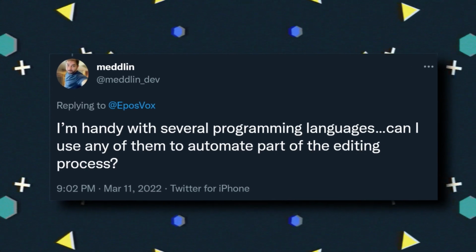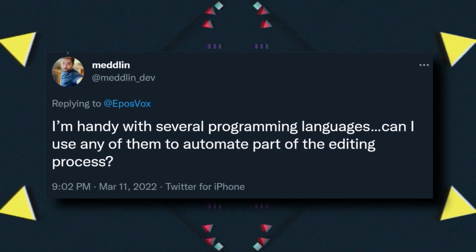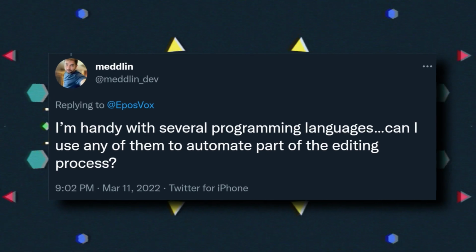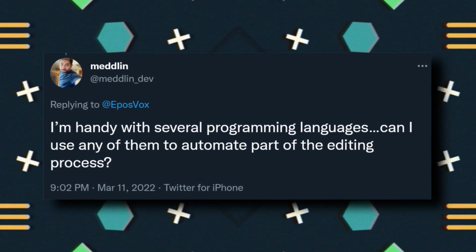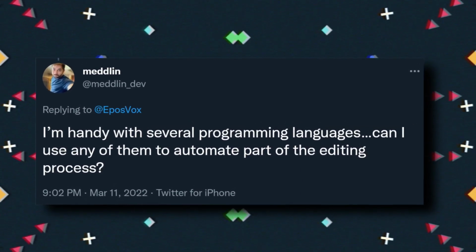I got a question from someone who said they have a lot of programming experience and want to know how they can use programming to speed up their video editing process. And this was a really interesting question because my gut reaction is going to be, well, you can't really. But there are projects out there that have attempted to do this.